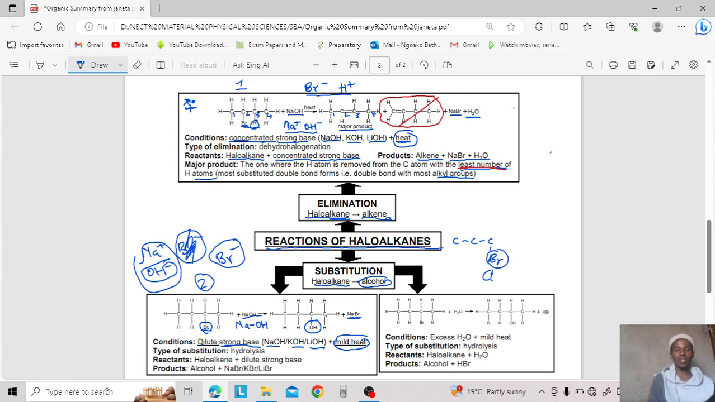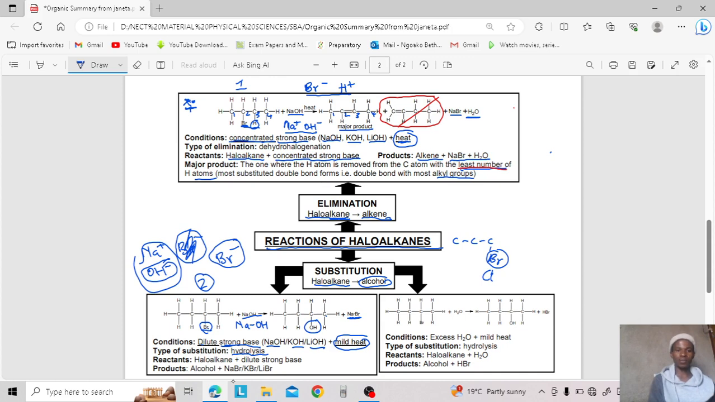This is a balanced reaction. The reaction conditions are dilute, strong base, and mild heat. The type of substitution, we call it hydrolysis. Hydrolysis is the type of substitution here.